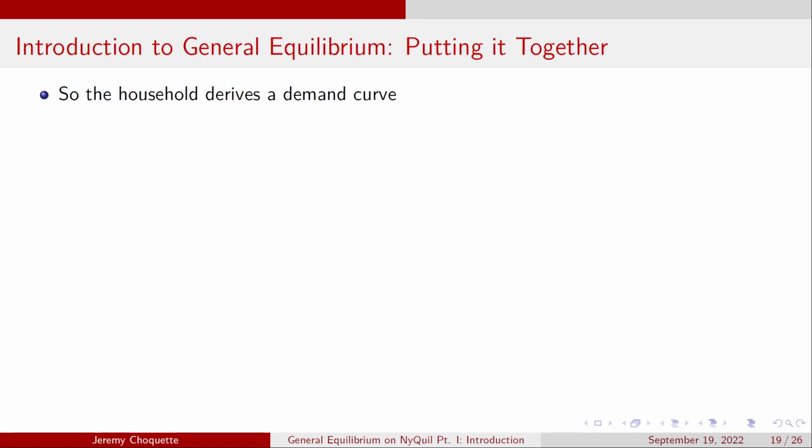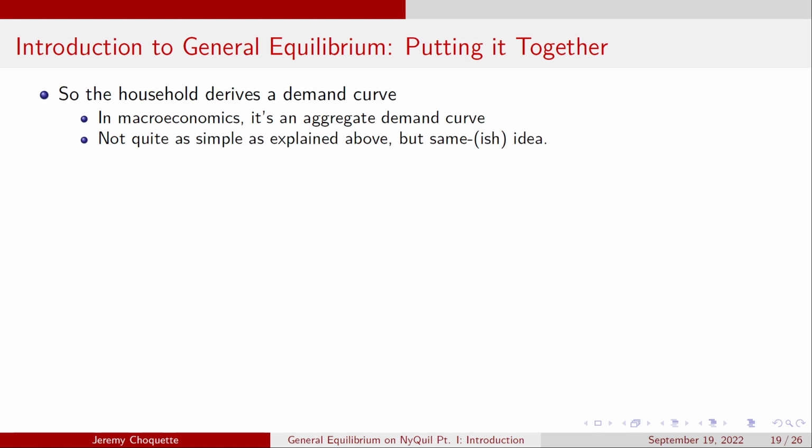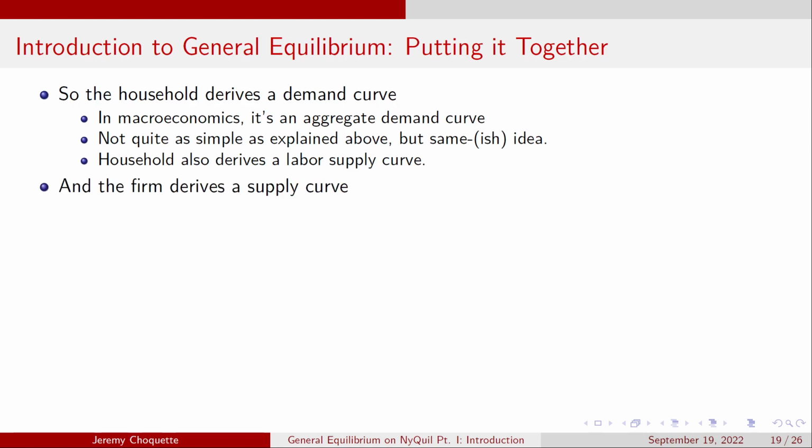So let's put all this together. The household derives a demand curve, and in macroeconomics it's an aggregate demand curve, which is not quite as simple as deriving a demand for one market, but it kind of is, same-ish idea. The household is going to derive a labor supply curve based on how much they want to work. The higher the wage rate, the more you're going to want to work. Labor supply would be upward sloping, and then aggregate demand, just like regular demand, is going to be downward sloping.